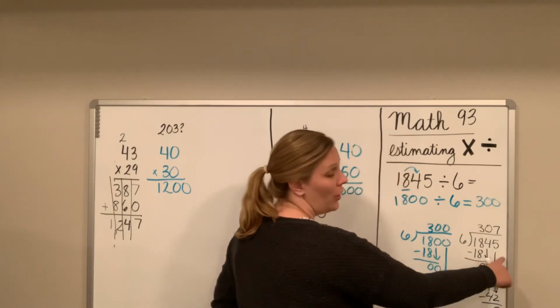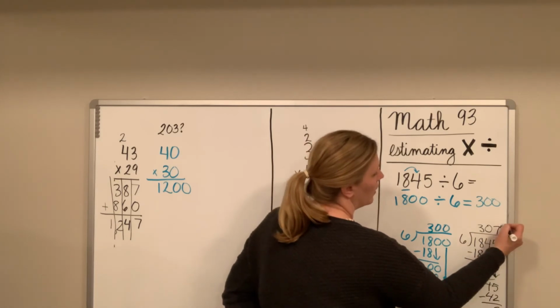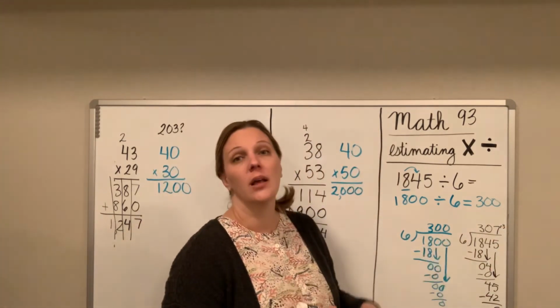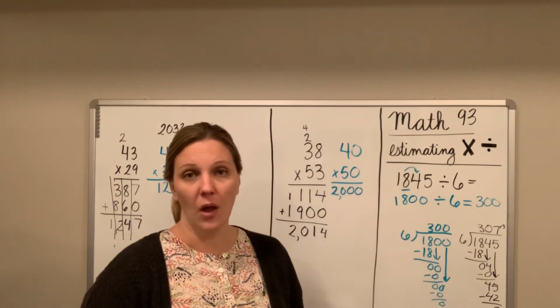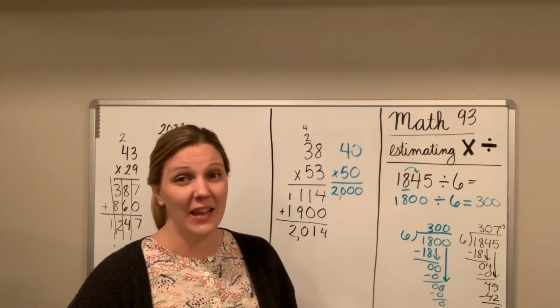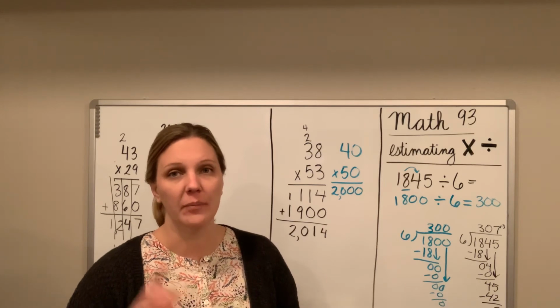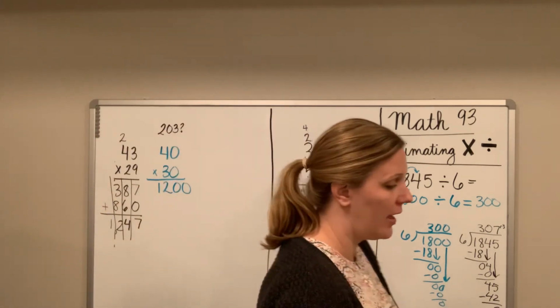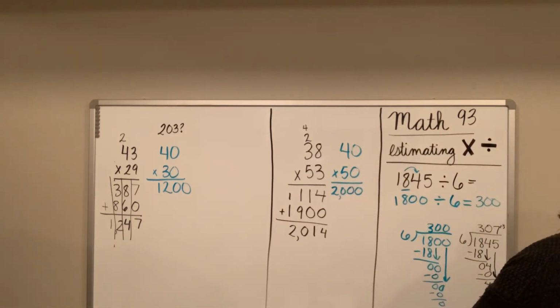Is there more to bring down? No. So this becomes my remainder. 307 remainder 3. Is 307 close to 300? Yes, it is. Okay, so that's how we do that. I'm going to show you one more quick division problem just to make sure that you're good on that, and then I'm going to let you go.